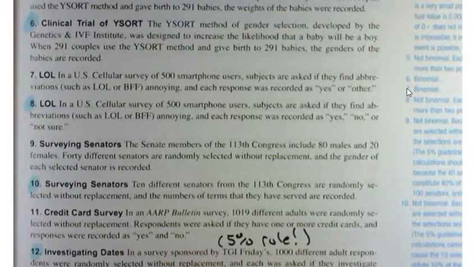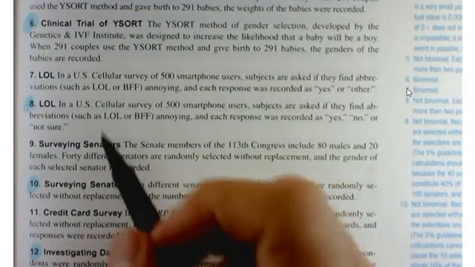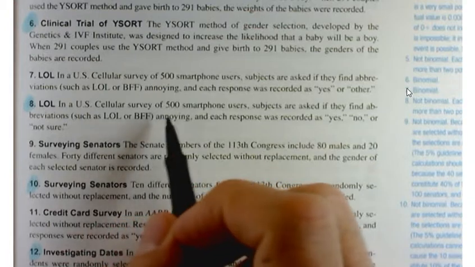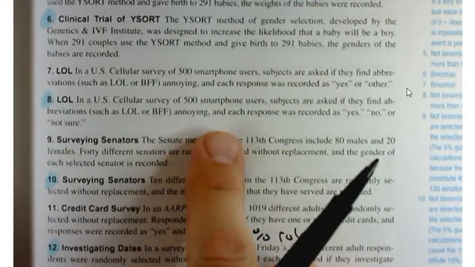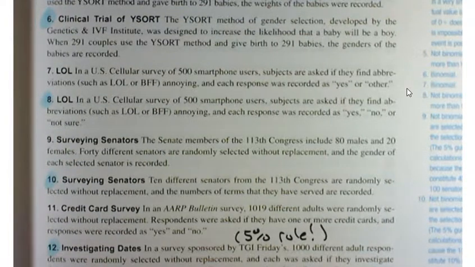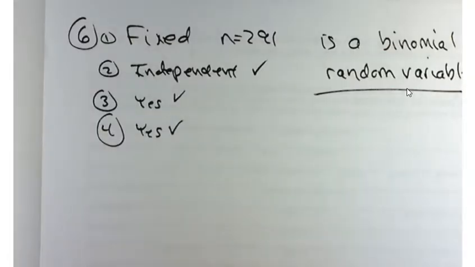Anything else on 6? Let's move on to 8. In a U.S. cellular survey of 500 smartphone users, subjects are asked if they find the abbreviations such as LOL or BFF annoying, and each response was recorded as yes, no, or not sure. So let's work on this one and try and decide for ourselves if we think it's a binomial random variable.